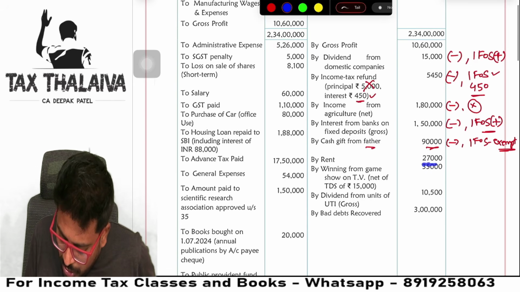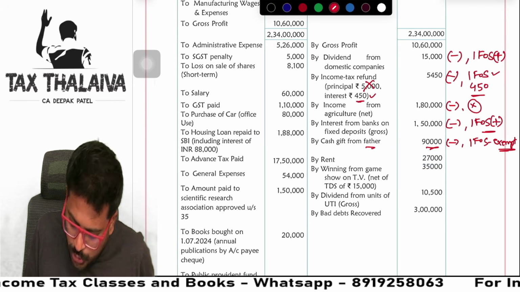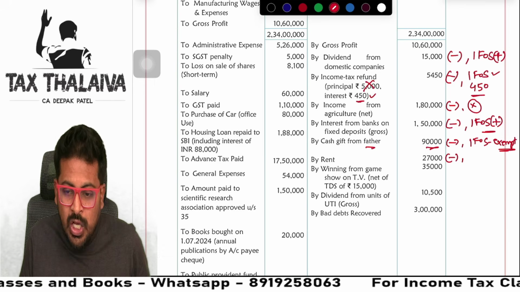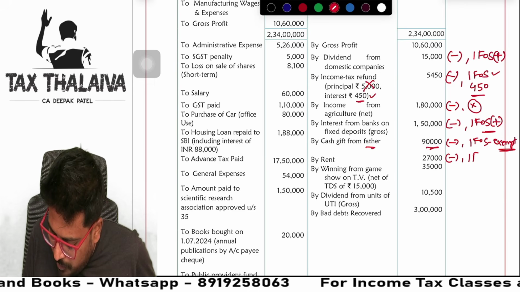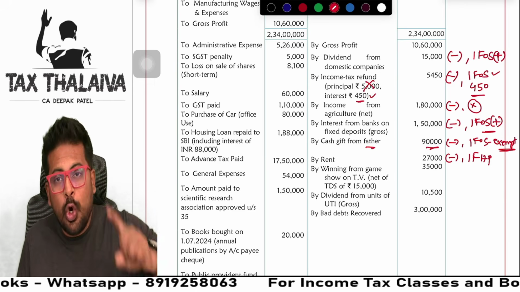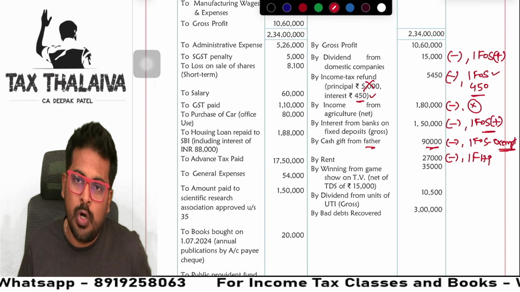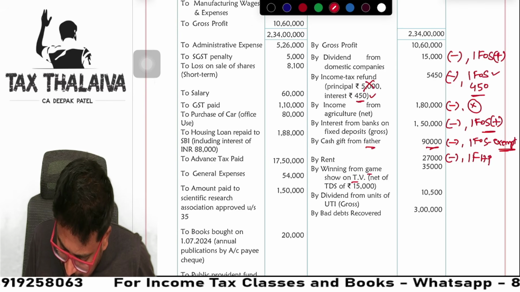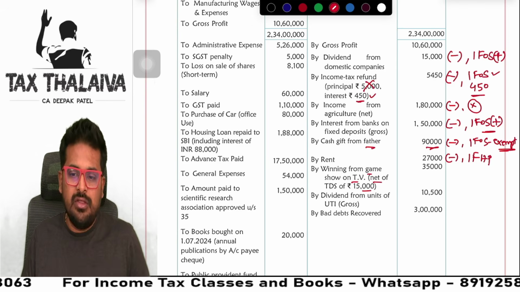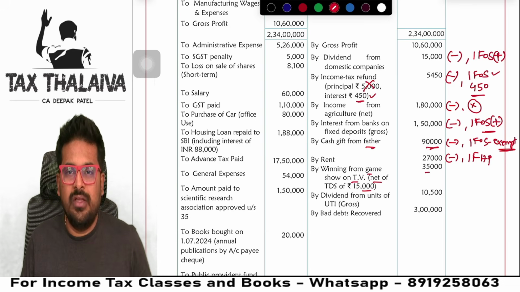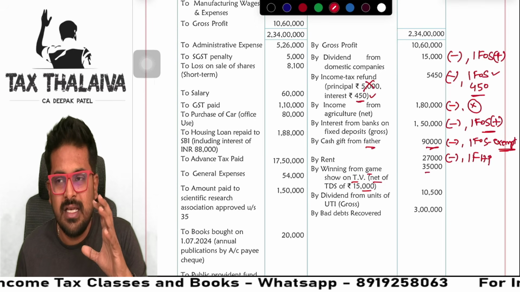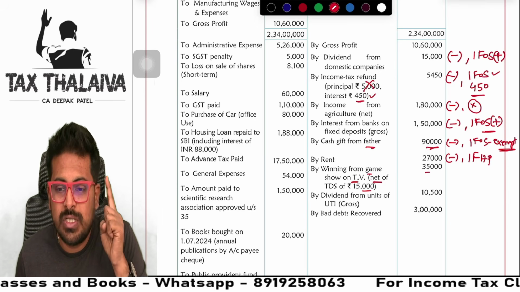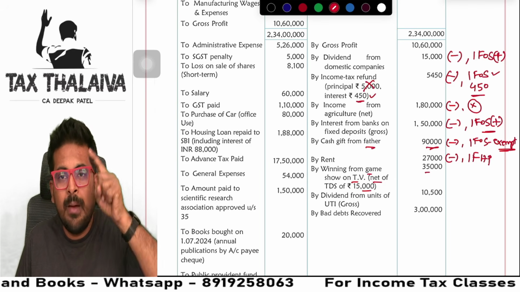Next, rent of 27,000. Guys, rent should go direct to income from house property. So I am reducing from here income from house property. I will go and I will offer under income from house property head. Next, winning from game or show on TV, net of TDS 15,000 rupees. Here you took 35,000. Sir, what is this, sir? Guys, winnings is taxable under income from other source head, but you have offered under PGBP.